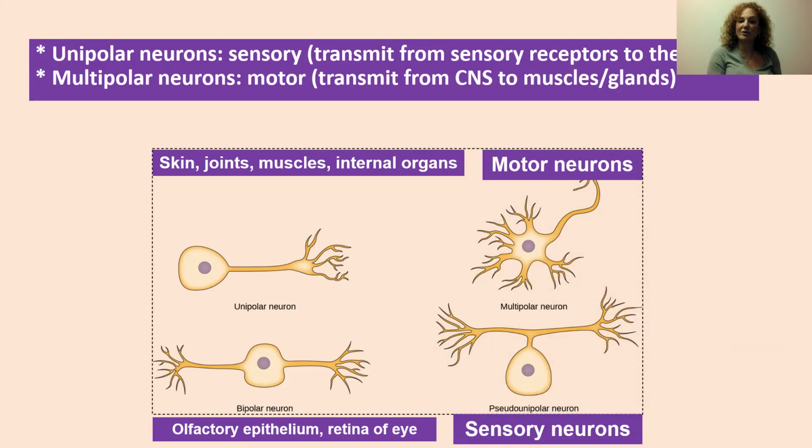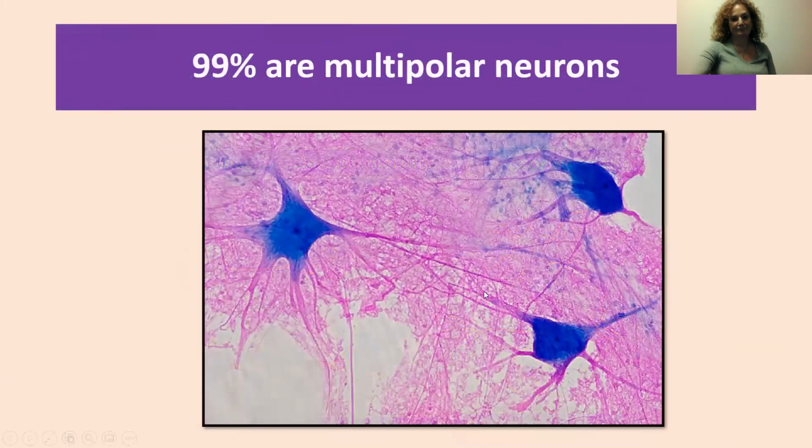And then there are the bipolar neurons, found in very isolated areas, things like the olfactory epithelium and the retina of the eye. These are beautiful pictures under the microscope with special stains, mostly crystal violet, I believe, which are multipolar neurons. A very large cell body and extensive processes come off the cell body. These little dots surrounding the neurons are your glial cells.